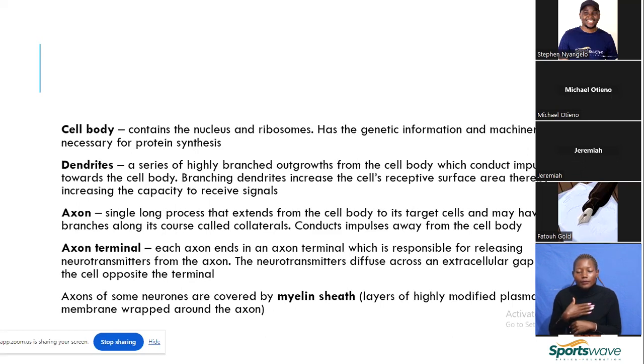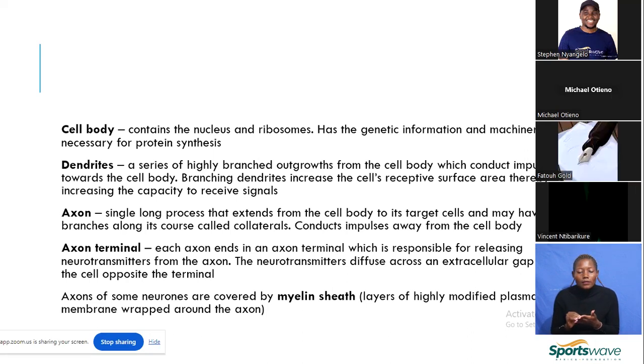Please note that dendrites are the ones that take the message from the receptors at the skin. The receptors are located around the skin. These are the ones that take the message to the brain. Then the brain gives instruction through the axon to the effector.